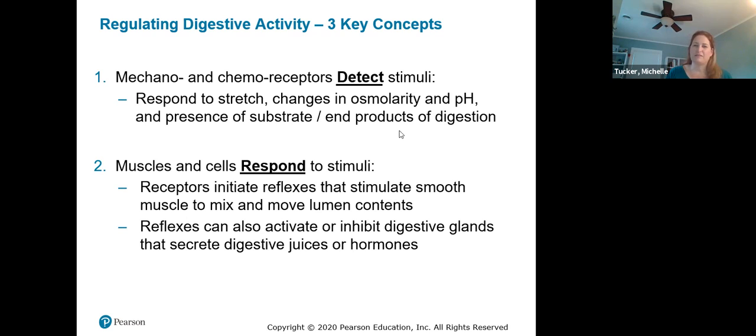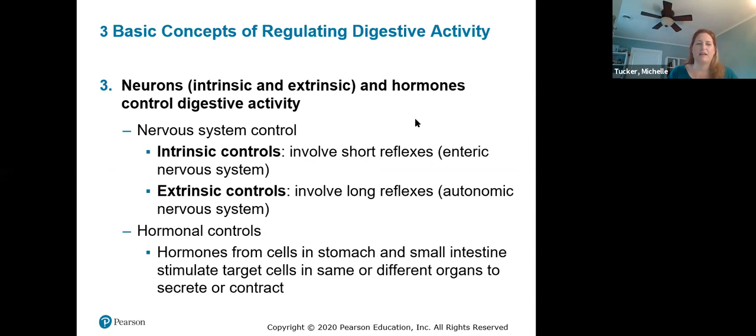Reflexes, like we just talked about, can activate or inhibit digestive glands. We may need more or less pepsin, we may need more or less bicarbonate. These are going to be in response to the stimuli that they're receiving. Okay, so we detect stimuli, we respond to stimuli, and then we need to control the actions.